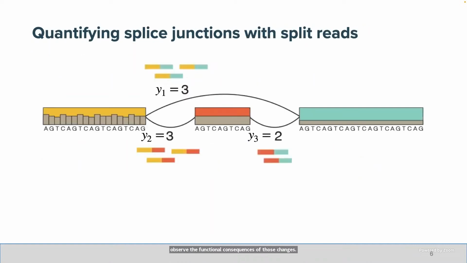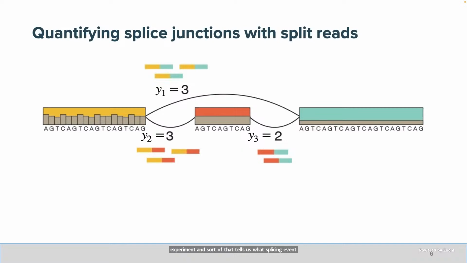So how do we actually quantify these splice junctions? Like I said, we can use short reads, and specifically, we're looking at the split reads. We can extract the number of split reads that correspond to these different splice junctions. In this very simple illustration, we have three exons in yellow, red, and teal. We can look at the different split reads that we obtained from our sequencing experiment, and that tells us what splicing event has occurred.